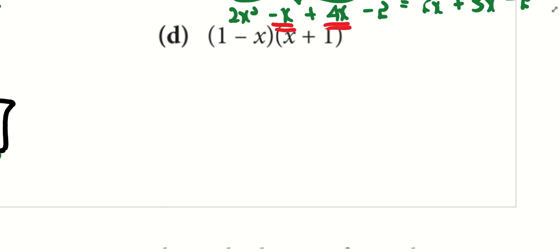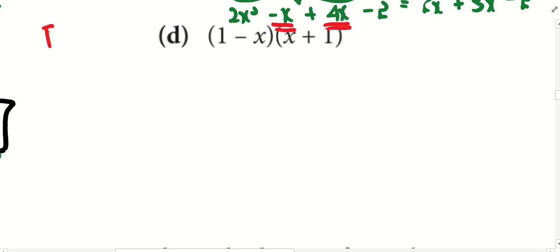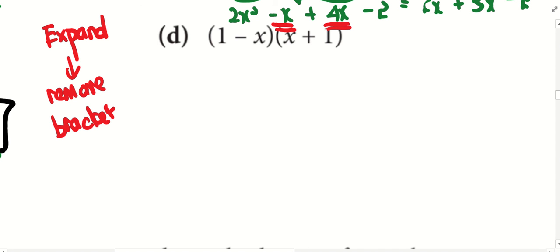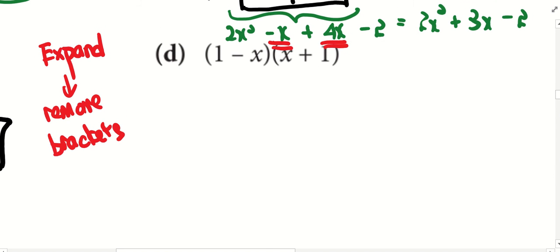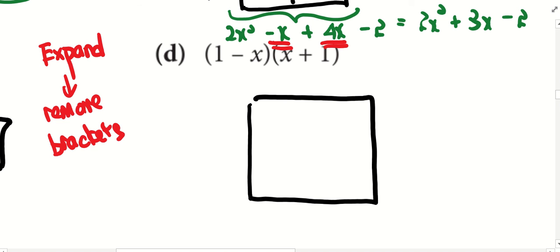Okay, we need to expand. I want to remind you, when they ask you to expand, means they want you to remove the bracket. So your final answer must not have any bracket. That's the meaning of expand or simplify. So what we have learned so far, whenever we see algebra, we need to expand, we will draw our box. Big box. Why big box? You all told me got extra term.